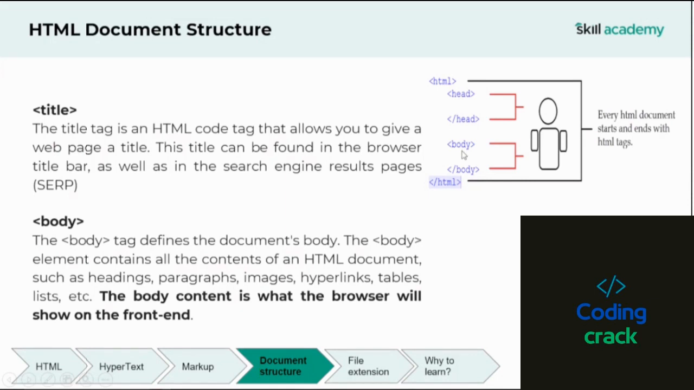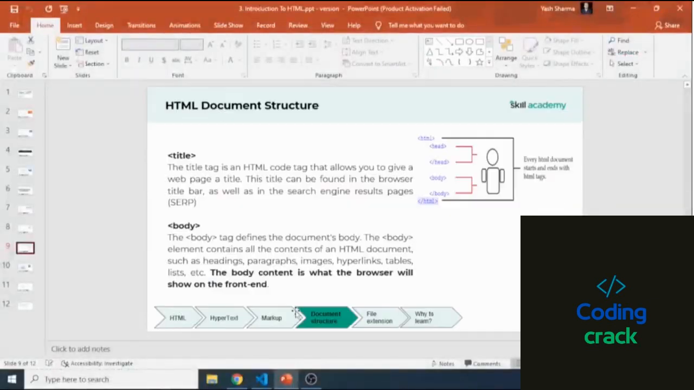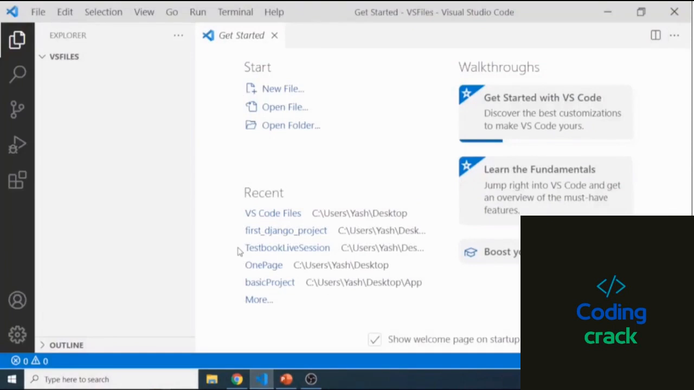Now, practically, I would like to show you this HTML document structure, because every time we design a web page, we are going to use this standard HTML document structure. For the practical part, I will be using my Visual Studio Code. In this Visual Studio Code, I have created this folder, VS Files, and now within this VS Files, I am going to create a new file.